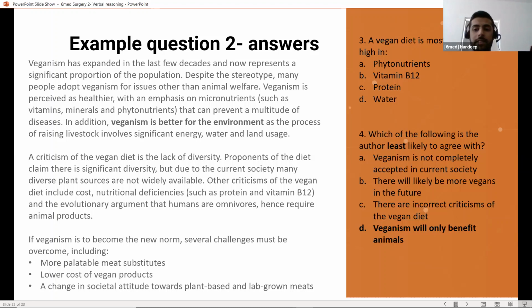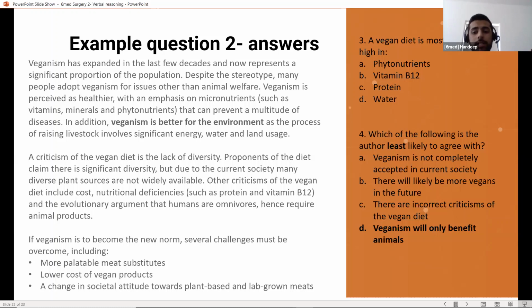And if you see the other statements, veganism is not completely accepted in current society. Well, you can see it talks about critics of it. So the author would be likely to agree with A. B, again, it talks about, if veganism is to become the new norm, several changes must be overcome. So it's talking about things that are going to improve, and also is talking about veganism has expanded in the last few decades. So the author is likely to agree with B.